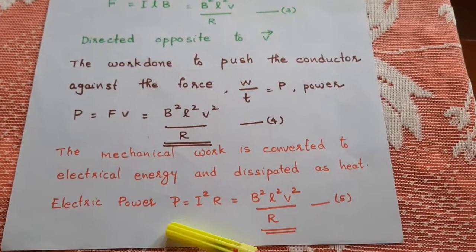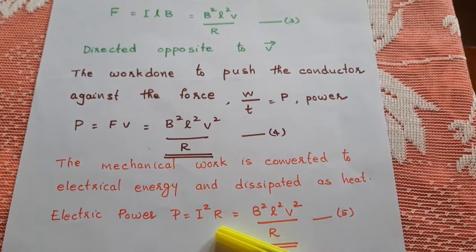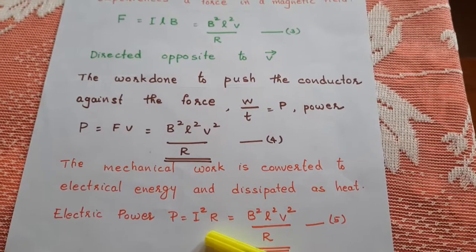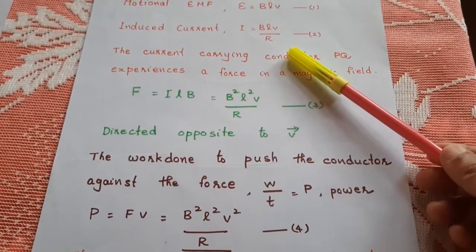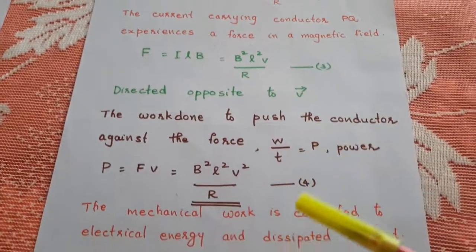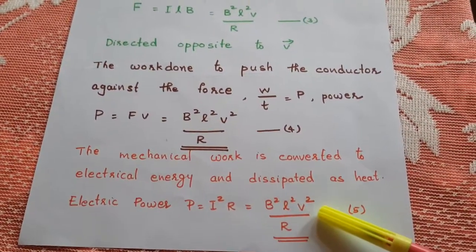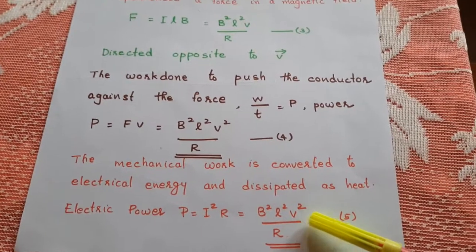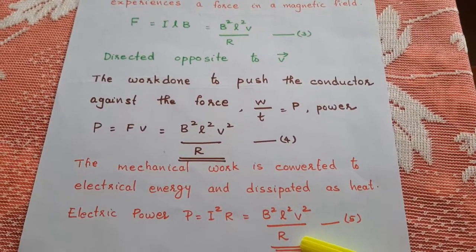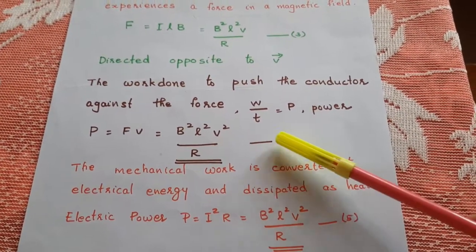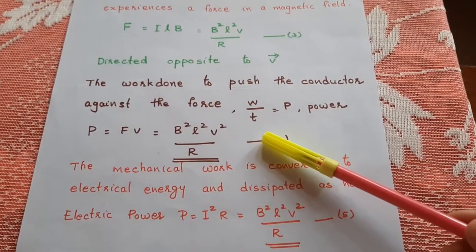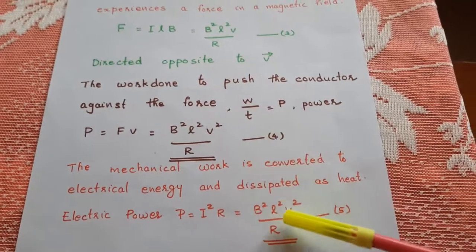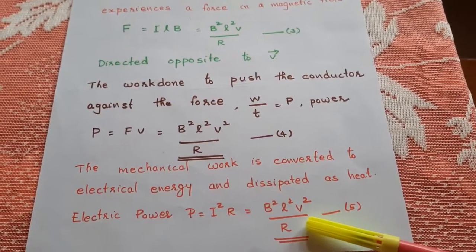The electric power P is equal to I squared R. Let us substitute for induced current I is equal to BLV by R. So I squared R is equal to B square L square V square by R. So from these two equations, it is clear that the mechanical work is equal to the electrical energy produced.